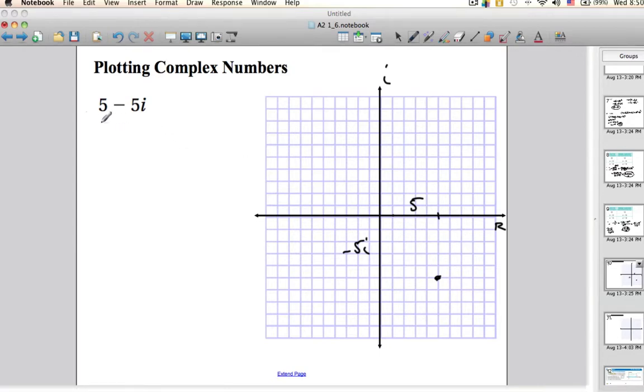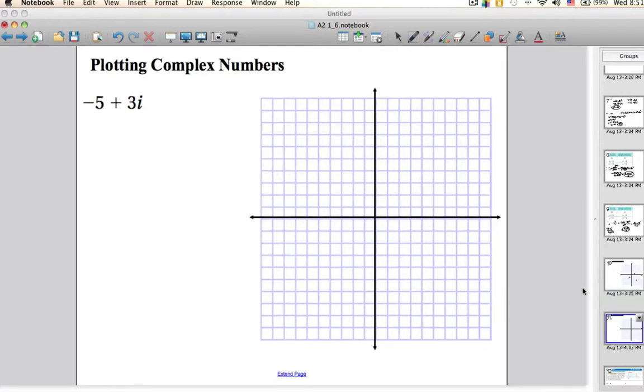It's just you're interpreting this complex number and you're selecting the parts out of it that you're going to use. Okay, if I do that again, minus 5, 1, 2, 3, 4, 5, and up 3, 1, 2, 3, this is that place, right? So this distance here is 3i, and this is -5, just like we're used to.